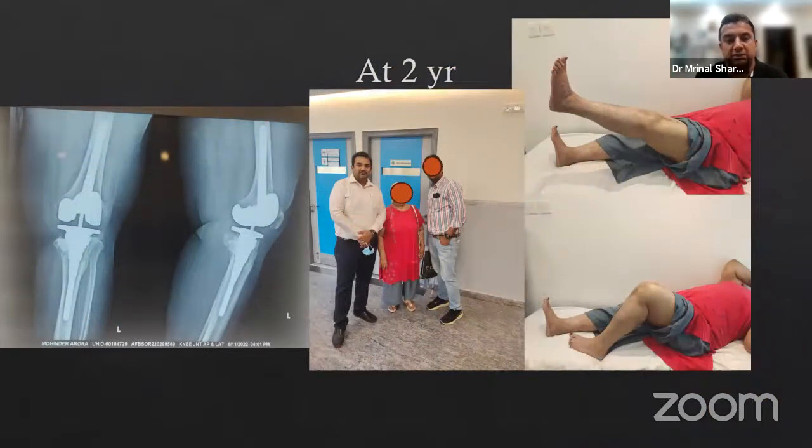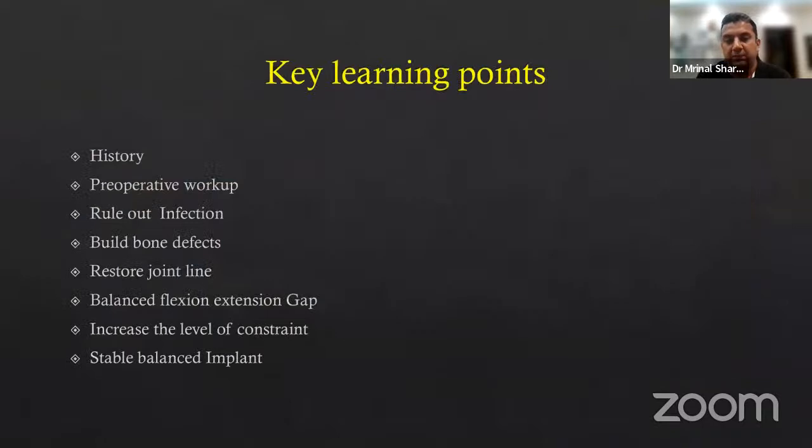So aseptic loosening, usually you will have to build up the defects. Take a good history so that you know that it's actually not infection and asepsis. Preoperative workup must include X-ray, CT scans, and infection rule out. You need to build up bone defects using augments, sleeves, and some people also use cones. Must restore the joint line so that you have good biomechanics and patellofemoral tracking. Must achieve a balanced flexion extension gap.